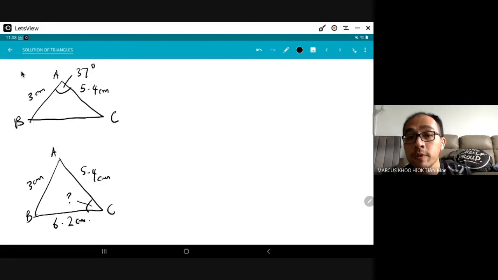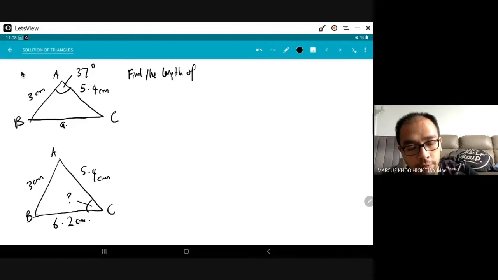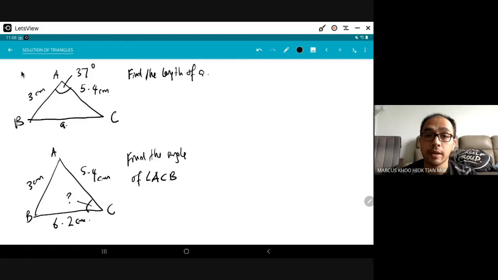So the problem with these two situations, let's say I want you to find this side, the length of A, or find the angle ACB. Now in these two situations, we realize that actually we cannot use the sine rule because we don't have enough information.